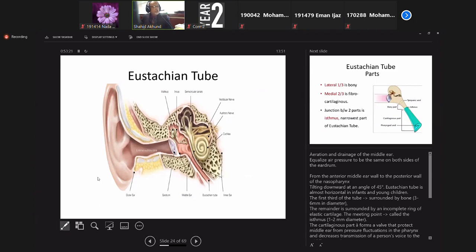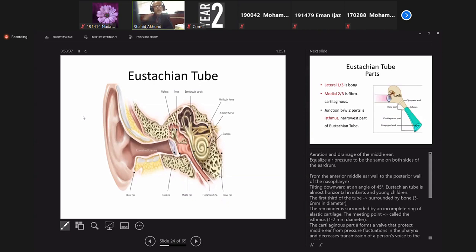Pressure. How do you balance the pressure? What helps you to equalize the pressure? Pressure of what? Air. Beautiful. The air pressure. So it's the air pressure.